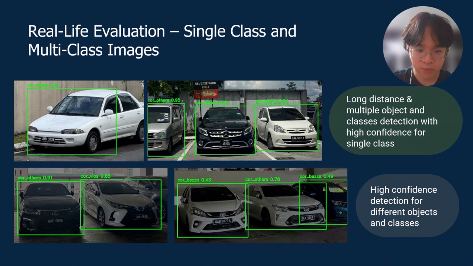And on the bottom two, which is the bottom left and the bottom right, these are the images with multiple classes of cars inside the images. You can see on the left side, the example is the Lexus with Vios, and the model can accurately provide the prediction of the Lexus as car others and car Vios. Now the similar situation, you can see on the right side here, distinguishing the Toyota Camry and the Bezza, with also quite a certain amount of confidence, except for the middle white Bezza, because of the slight error of the model itself.